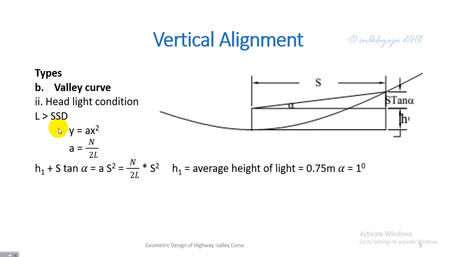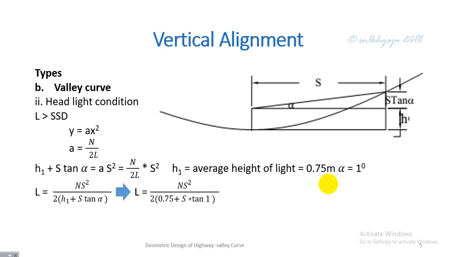Then y equals h1 plus S tan alpha, equals N by twice L times S square, where S is the sight distance, h1 is the average height of the headlight, that is 0.75 meter, and alpha is the vertical light dispersion in the vertical plane, taken as 1 degree. Therefore, the length of the valley curve for the headlight condition is L equals N S square divided by (1.5 plus S times 0.035).